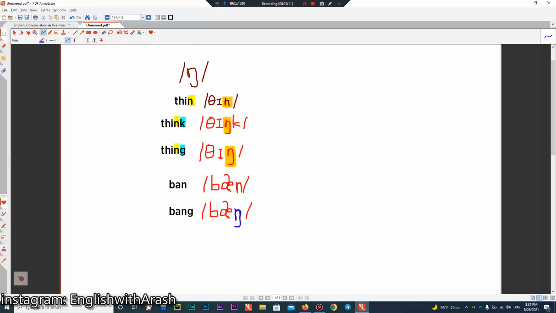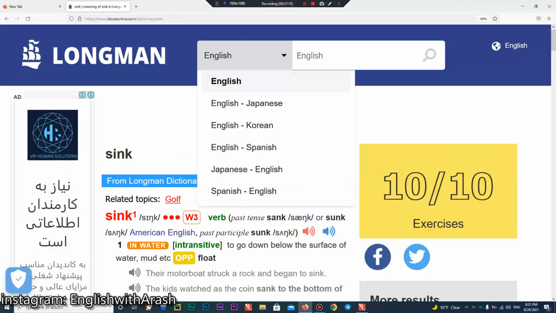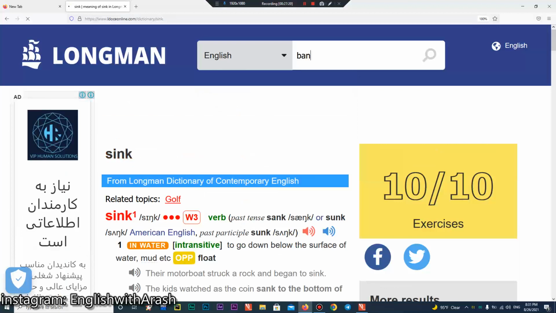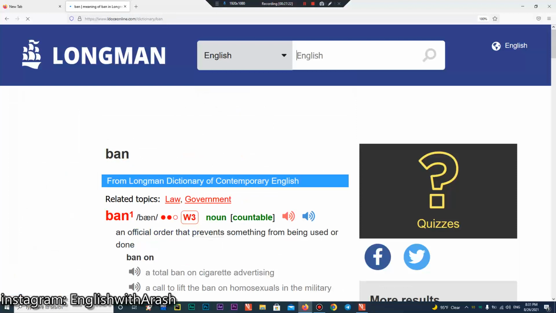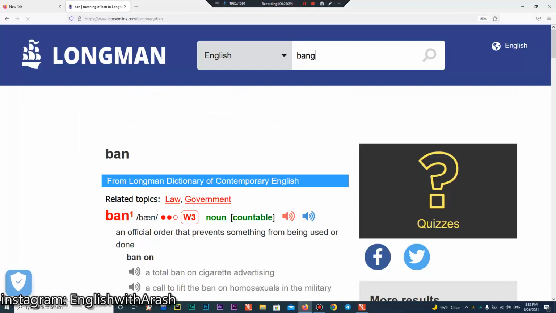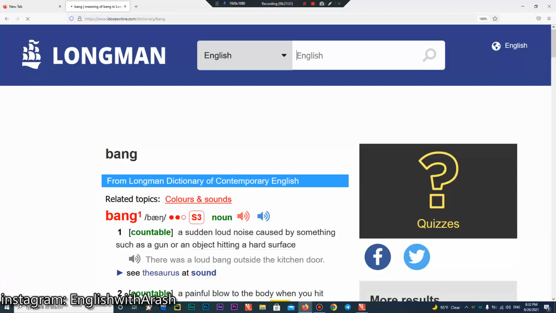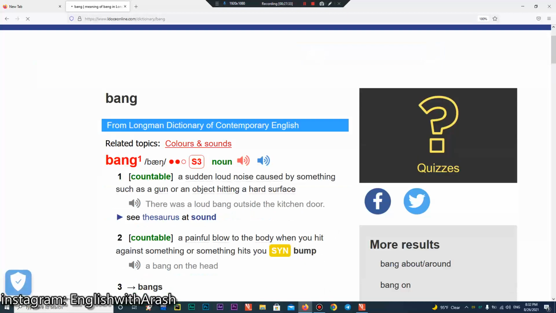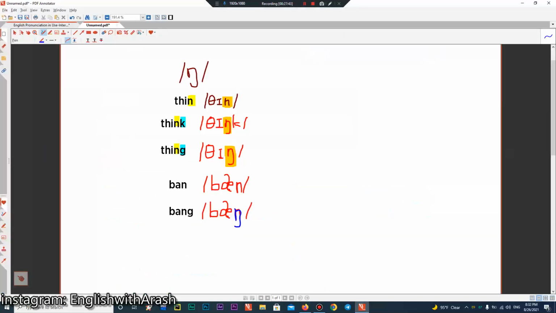Bang. So we can check it in the dictionary too. Let's see, we have ban. So here you just see the ne sound, ban. But then when I check bang, you see that it's now different. You get this sound, the third sound, bang. It takes some practice, as I told you, but let's do the practice now.